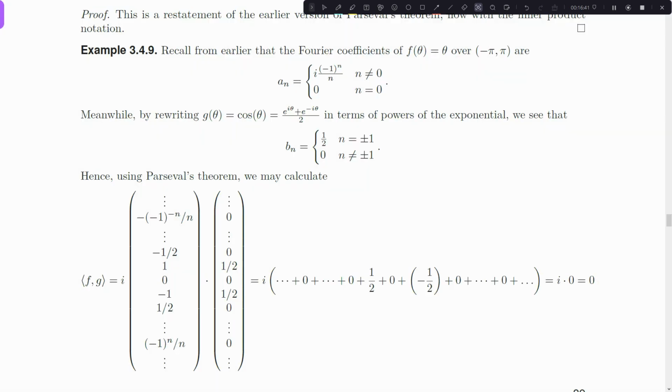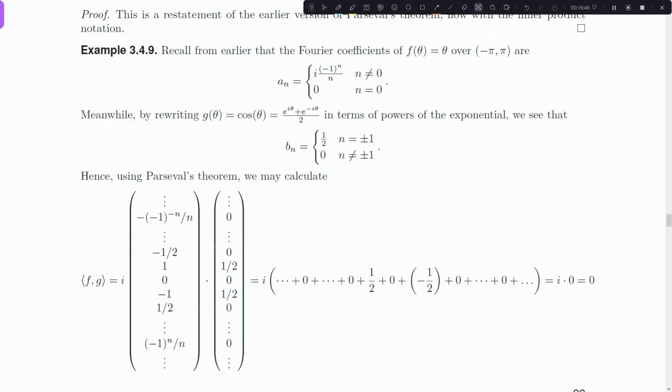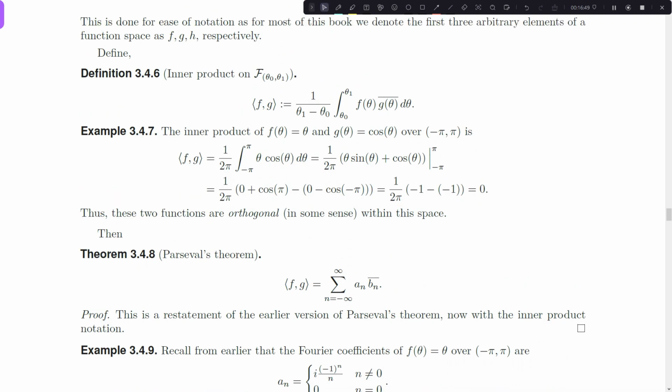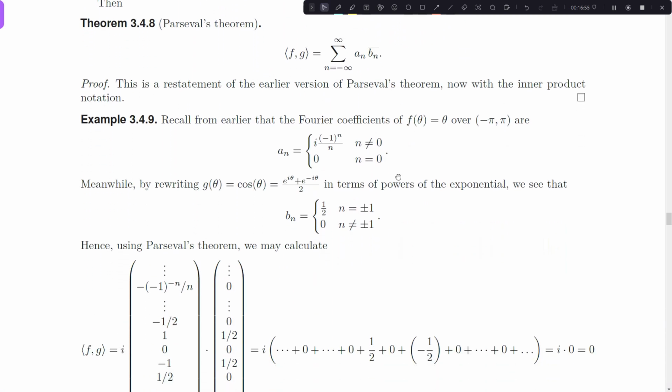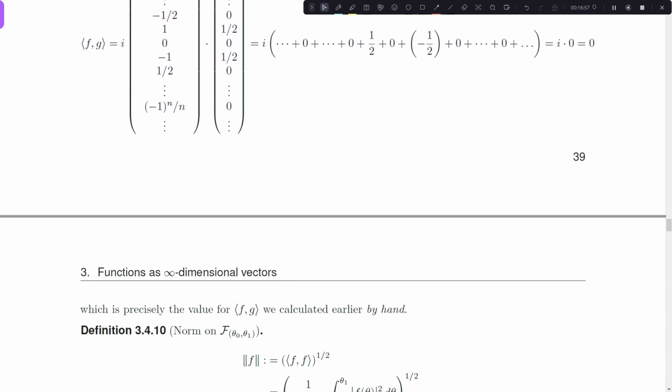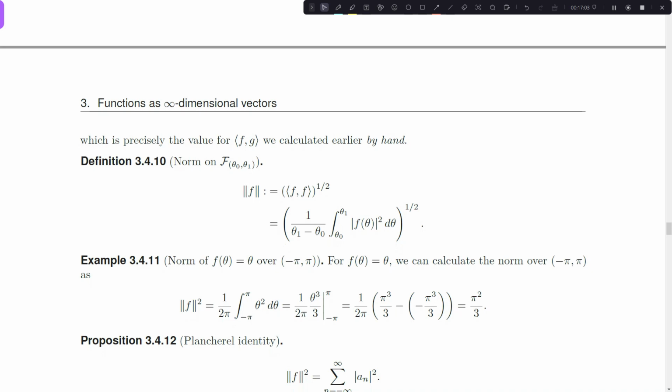So we can see now that we can compute the inner product of f and g using the Fourier coefficients, or we can compute the inner product of f and g using an integral. Now, why should these inner products necessarily be finite? Well, let's look at the norm that would possibly be induced from an inner product.